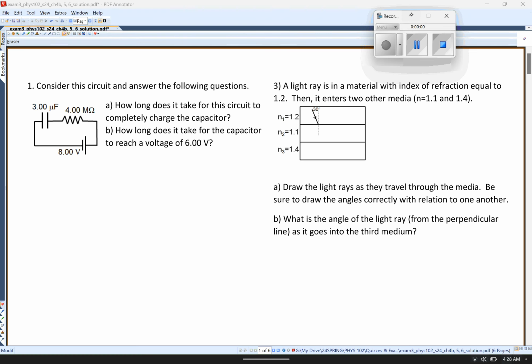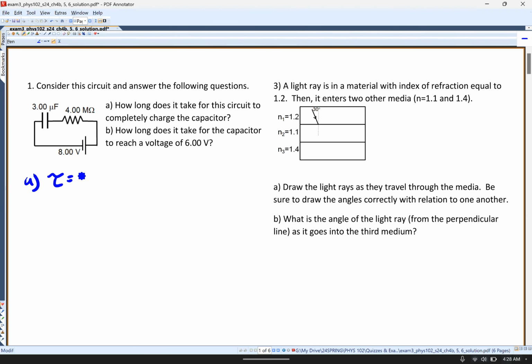Okay, this is exam 3 for spring 24. First, I want to know how long it takes the circuit to completely charge this capacitor. It is a charging capacitor, so I'm going to first find the time constant.